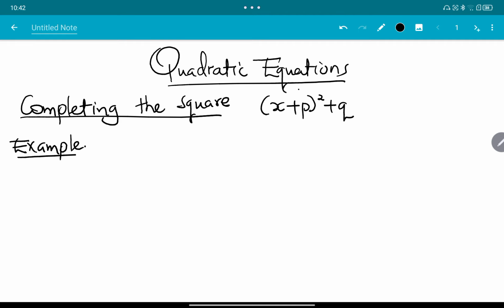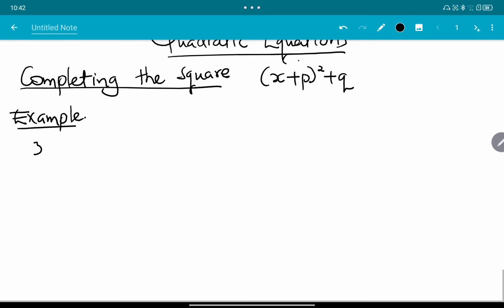We have a question like this, okay? You can have an example where the coefficient of x squared is 1 and where the coefficient of x squared is not 1. So let me start with where the coefficient of x squared is 1. Okay? So this is a simple way to do this. Whenever you see this, p is given by b over 2.